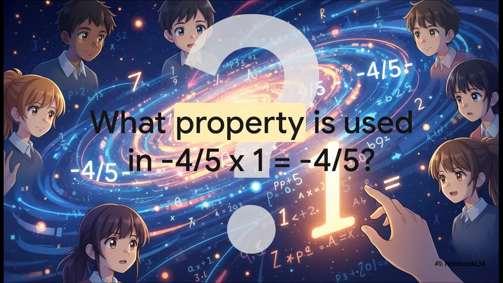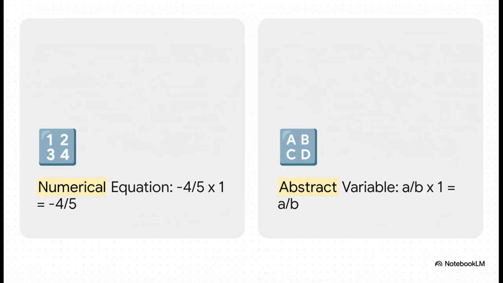Okay, let's dive into this. Here is the exact numerical equation we're presented with. -4/5 times 1 is equal to 1 times -4/5, which simply leaves us with -4/5. Now, I want you to focus intently on that number 1 sitting right there in the middle. What is it actually doing to our rational number -4/5? Is it changing the value? Is it shifting the sign? Are you seeing a pattern here?